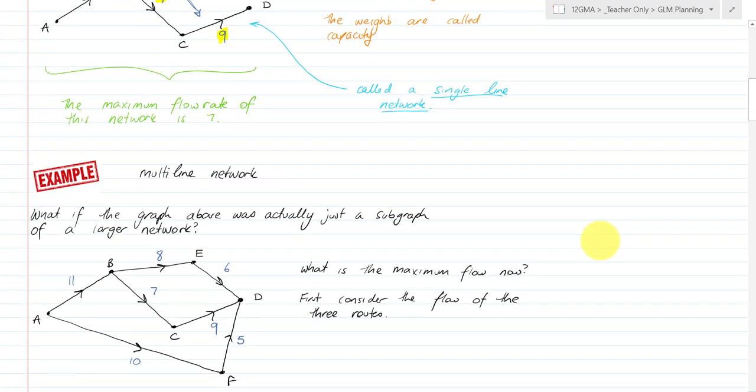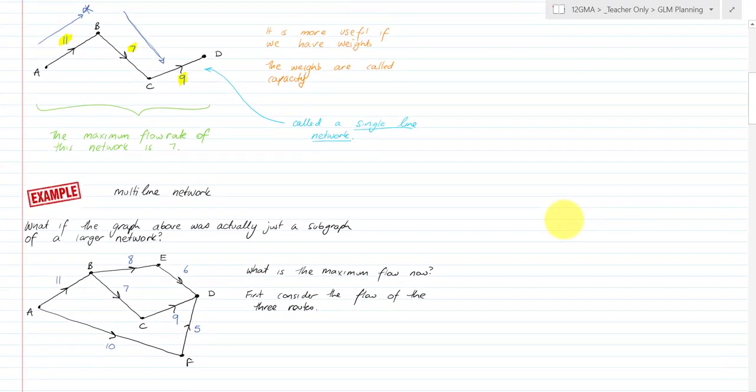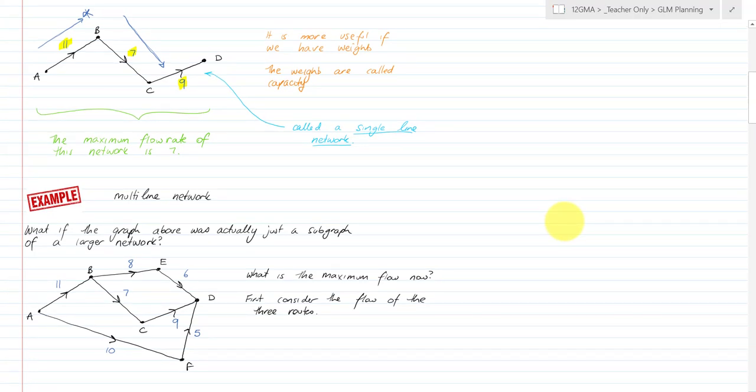Here's a multi-line network. So what if the graph above was actually just a subgraph of a larger network? So as you can see, the graph above is this bit here. Well, this could be true as well. So this could now be a road network from A to D. And there are points along the way where the road splits or something changes, and that's point B, E, C, and F. And so they're important points. What's the maximum flow now? So we've got 3 distinct routes.